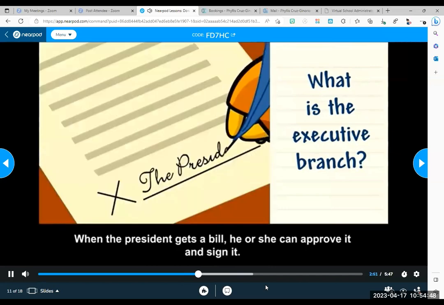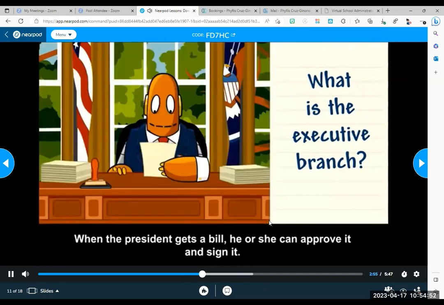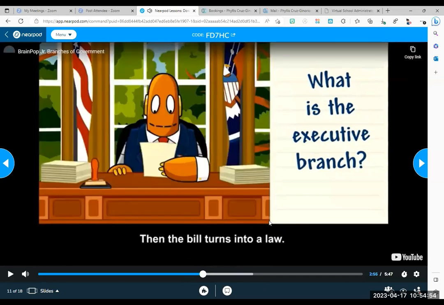When the President gets a bill, he or she can approve it and sign it. Who remembers what it means when they don't approve it? Or what's that word when they don't approve it? It starts with a V. Anybody remember? Emmy, I see your hand. Go for it. Veto. Excellent. When they say no, they veto it.